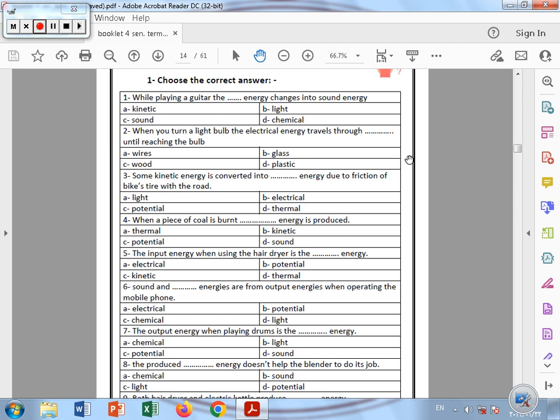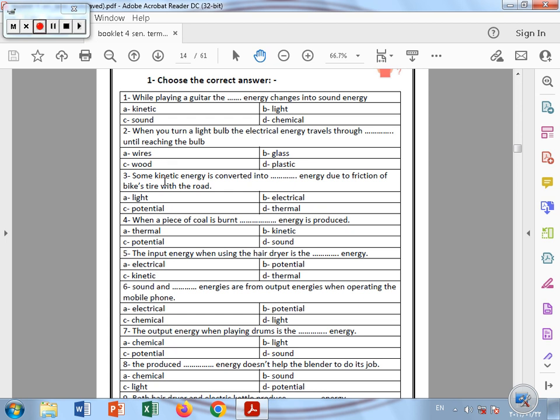Firstly, while playing a guitar, what energy changes into sound? While playing a guitar, we move our hands on the guitar, so the kinetic energy changes into sound. Perfect. Number 2, when you turn on a light bulb, the electrical energy moves through what until reaching the bulb? What is the input energy that we use in the light bulb, that moves through the wires?